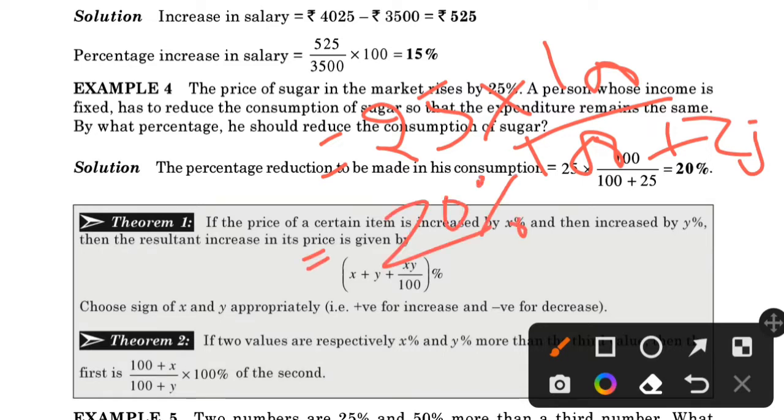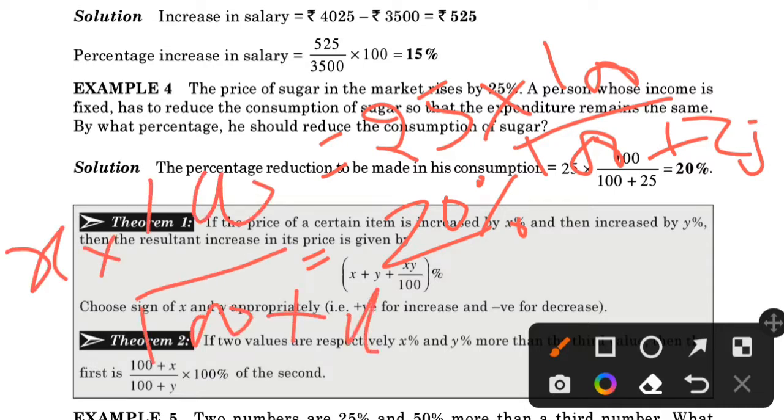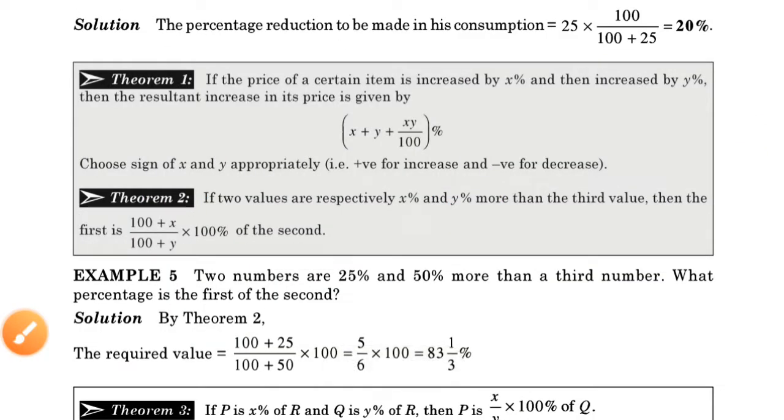It is actually the formula x into 100 over 100 plus x, where x is the percentage increase rate. Okay, theorem number 1: if the price of a certain item is increased by x% and then increased by y%, then the resultant increase in its price is given by the formula x plus y plus xy over 100%.